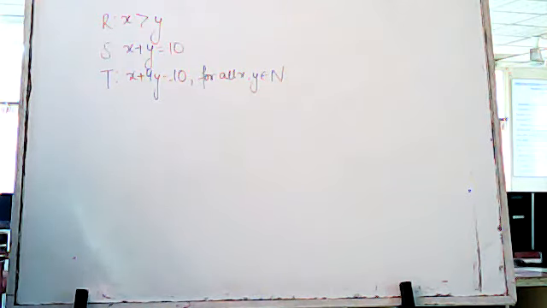I'm again repeating the question. Each of the following defines a relation on the set N of positive integers. First is R such that x is greater than y. Second is S such that x plus y equals 10. And third is T such that x plus 4y equals 10 for all x and y belongs to N.